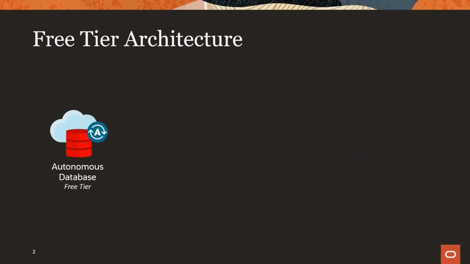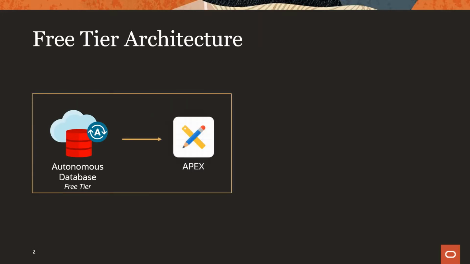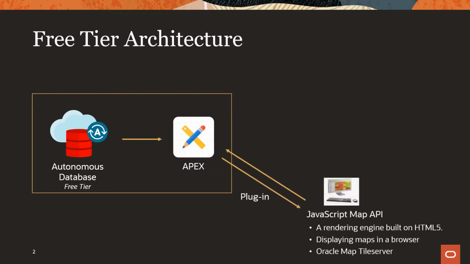If we look at the free tier architecture for this, we're gonna use what's called the autonomous database free tier, which is 20 gigabytes and 1 CPU. The Apex is running on the database itself. We are then gonna incorporate the plugins that are available in order to do map renderings and also in order to create interactive map features and even spatial analysis.